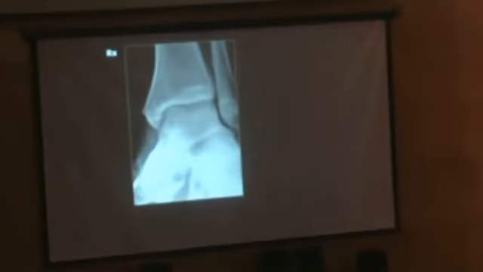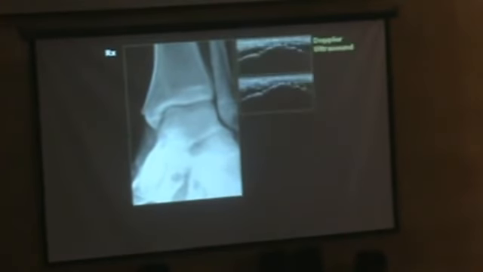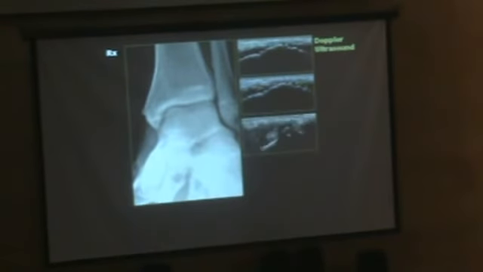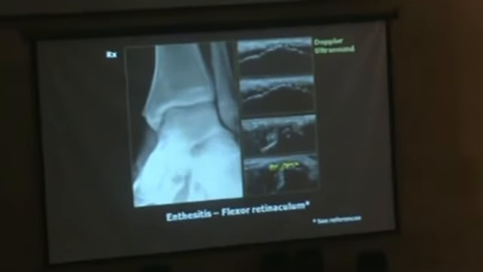And to finish, ankylosing spondylitis, another example, very mild hypertrophic change here in the medial malleolus of the tibia. We see the Doppler ultrasound. Inflammation going on, hyperostotic changes, and actually it was a case of enthesitis of the flexor retinaculum posteriorly. You can see the flexor retinaculum here thickened, and you can see the high inflammatory activity on the ultrasound Doppler performed.